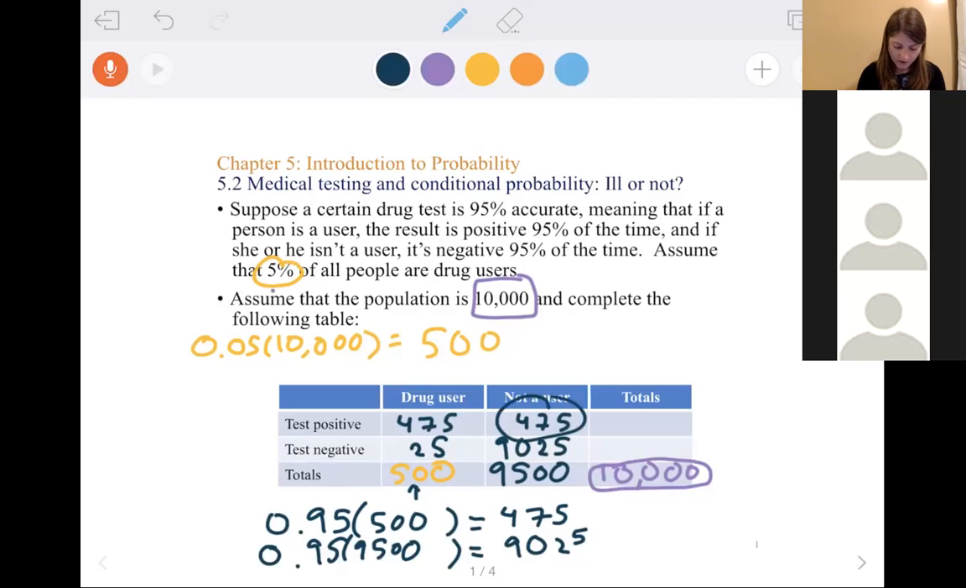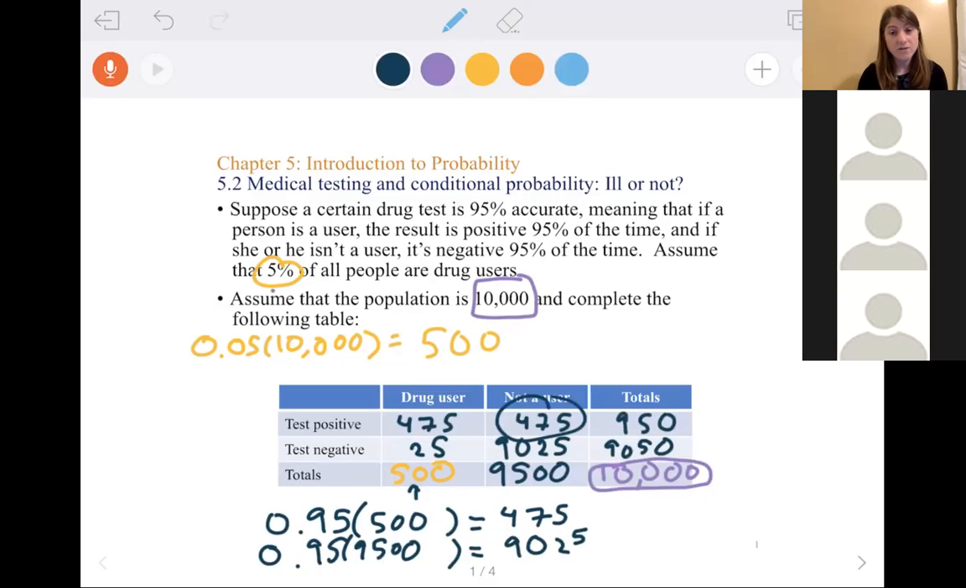So let's think about our other two columns. We're going to sum across our rows. So in other words, get your total number of positives, 475 plus 475 gives us 950, and get your total negatives, 25 and 9,025 gives you 9,050.